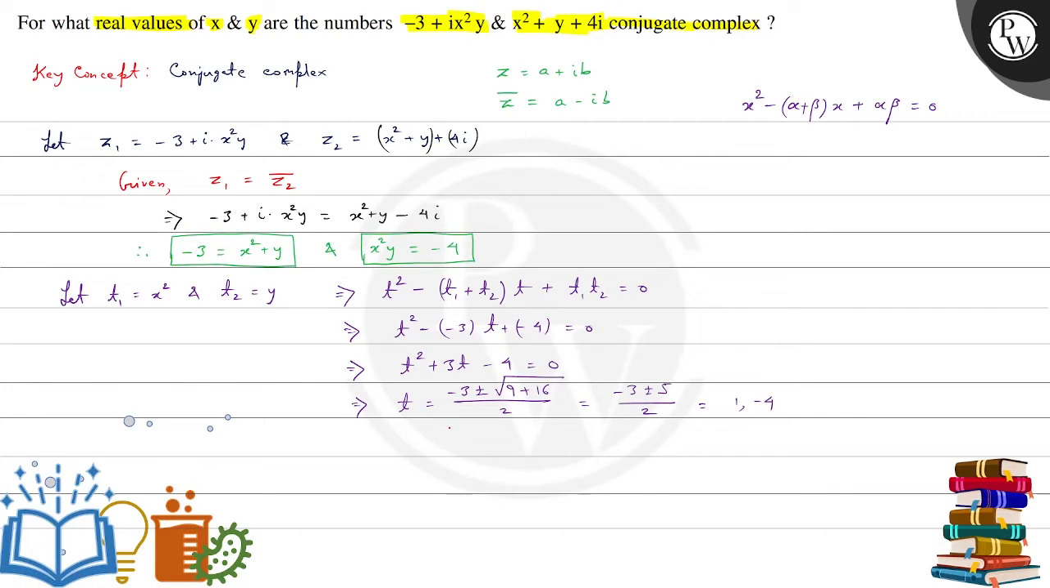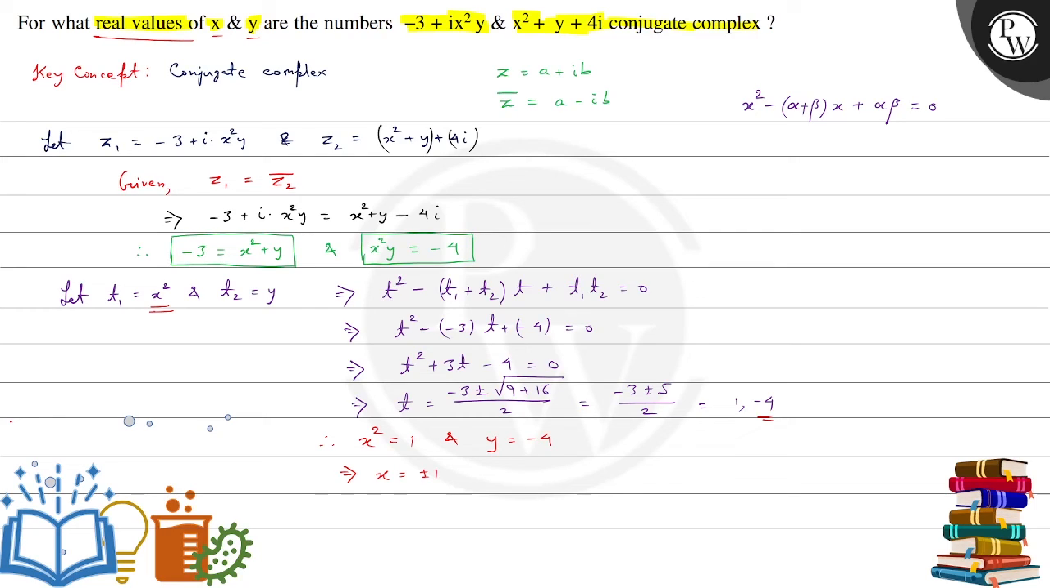Now we are left with a choice. Which one to take for what? I think the choice is very simple. You cannot take x² equal to −4, because it is clearly written that x and y should have real values, or should be real numbers. Therefore x² equal to −4 cannot be. Therefore the only possibility from here is x² = 1, and of course the other root is y, which is equal to −4. And x² = 1 gives the values of x as ±1.